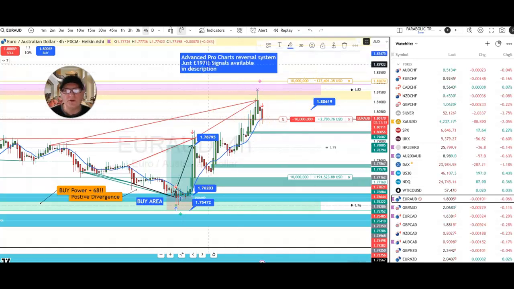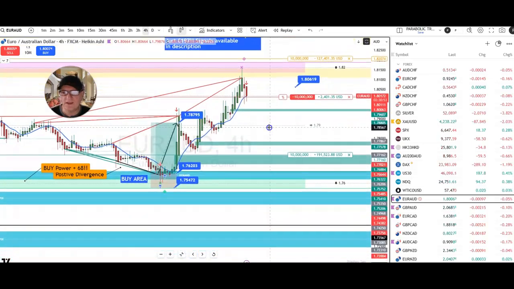If you want the advanced pro charts reversal system, which is this basically, I call it reversal, but it could be a continuation pattern from the daily chart, can't it? So it is just getting into a position much earlier than normal. I'm not waiting for others to come in. So the Euro Aussie looks good, heading for 117.10.